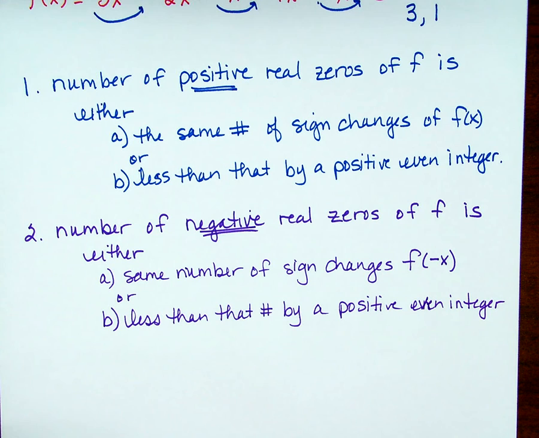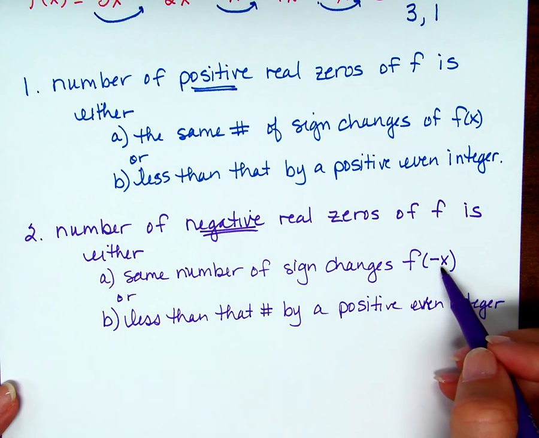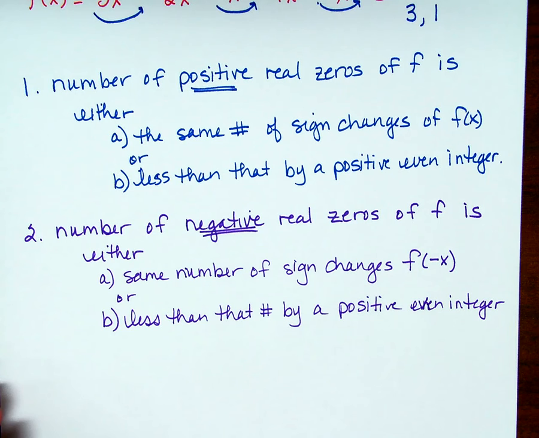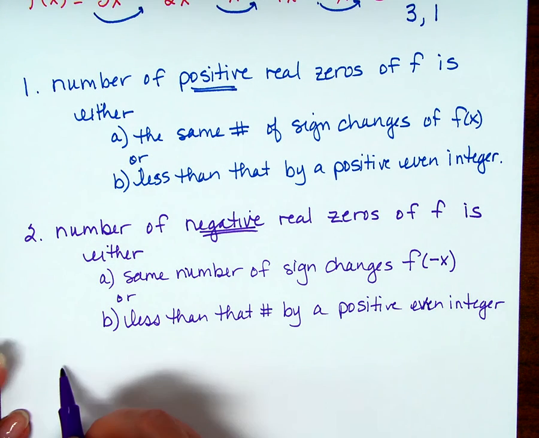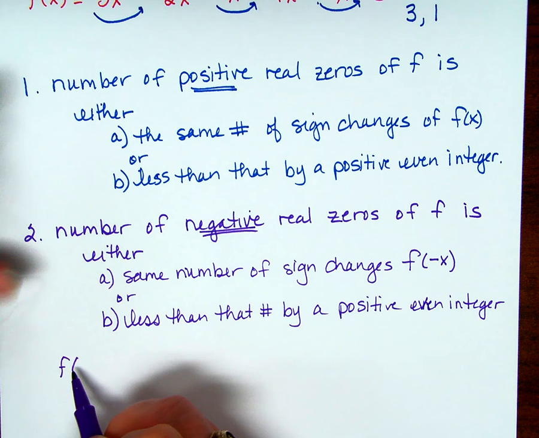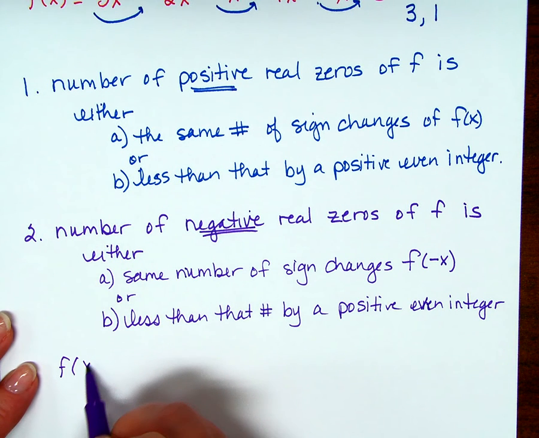So almost the same kind of thing, right? But what we have to do is take all of the x's in our original function and change them to negative x's. Okay? So can I show you an example of that? All right. I'm going to rewrite this function that's up top down here so it's a little bit easier for us to see.